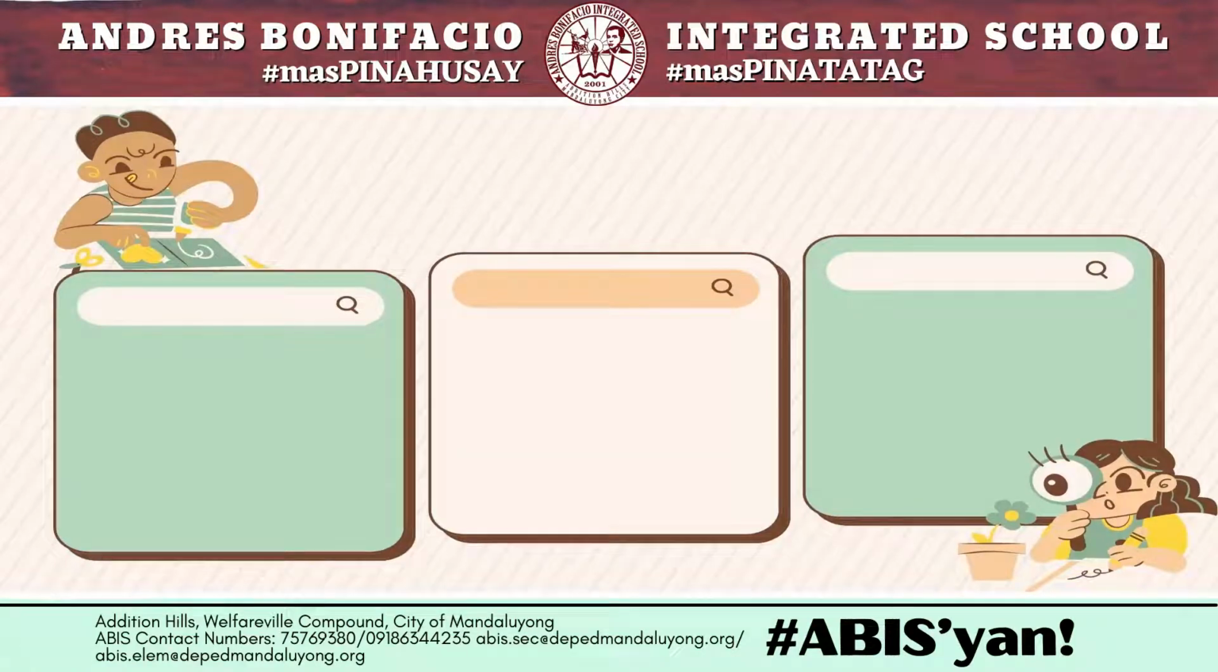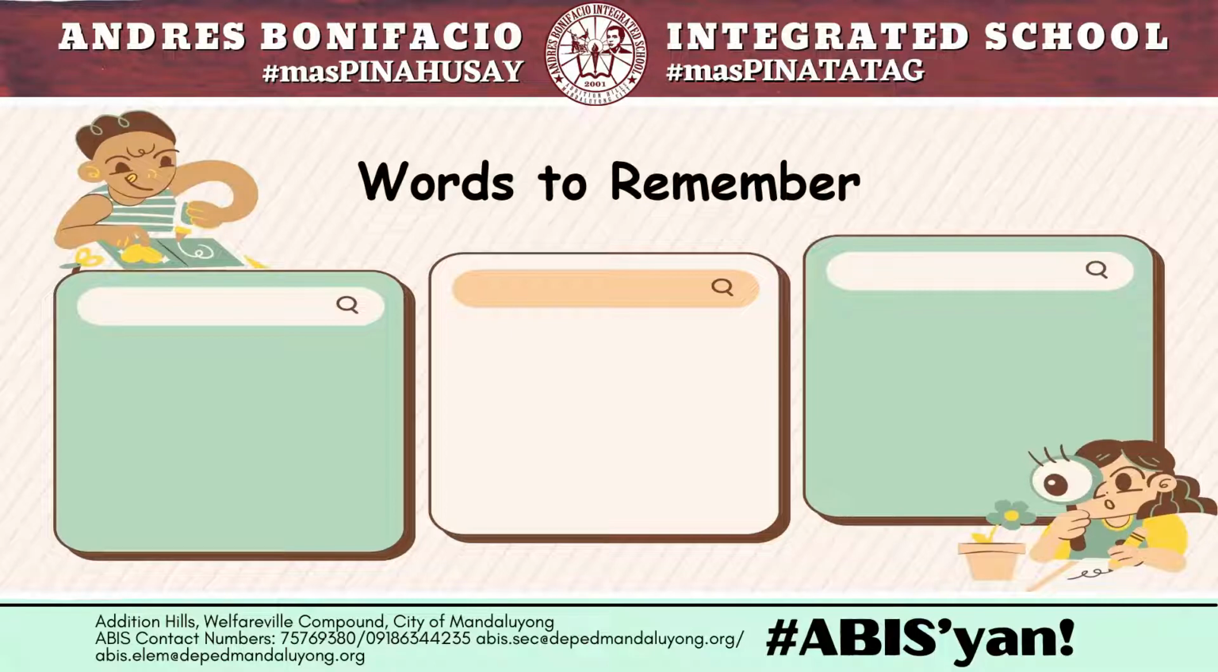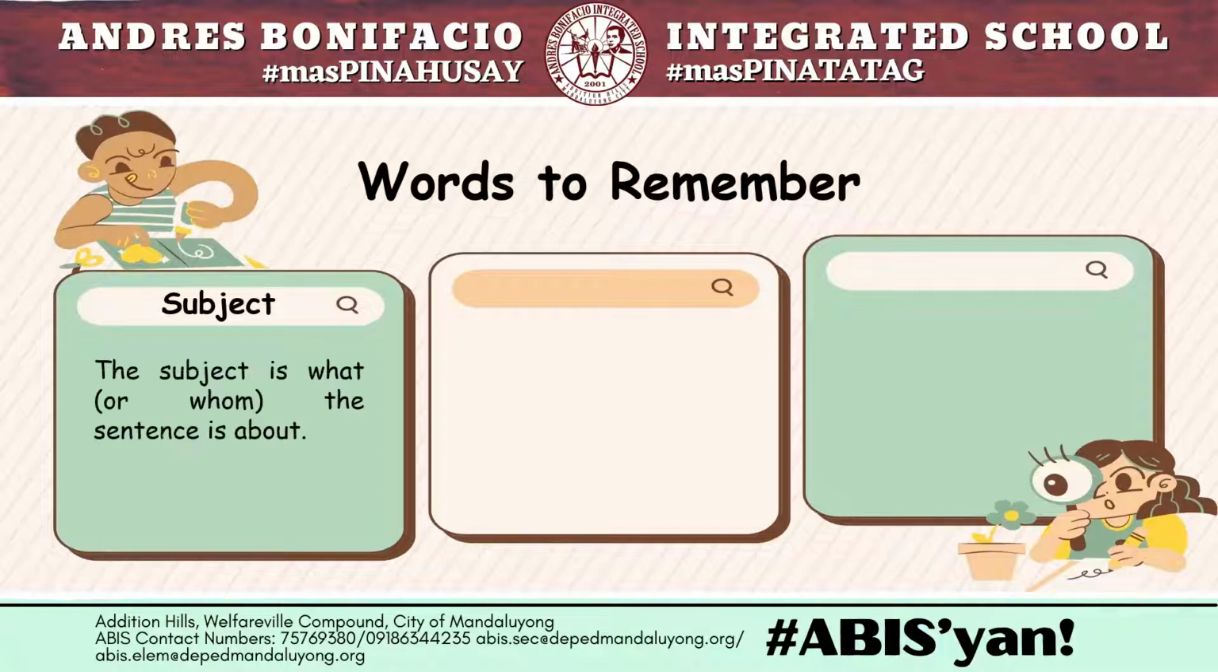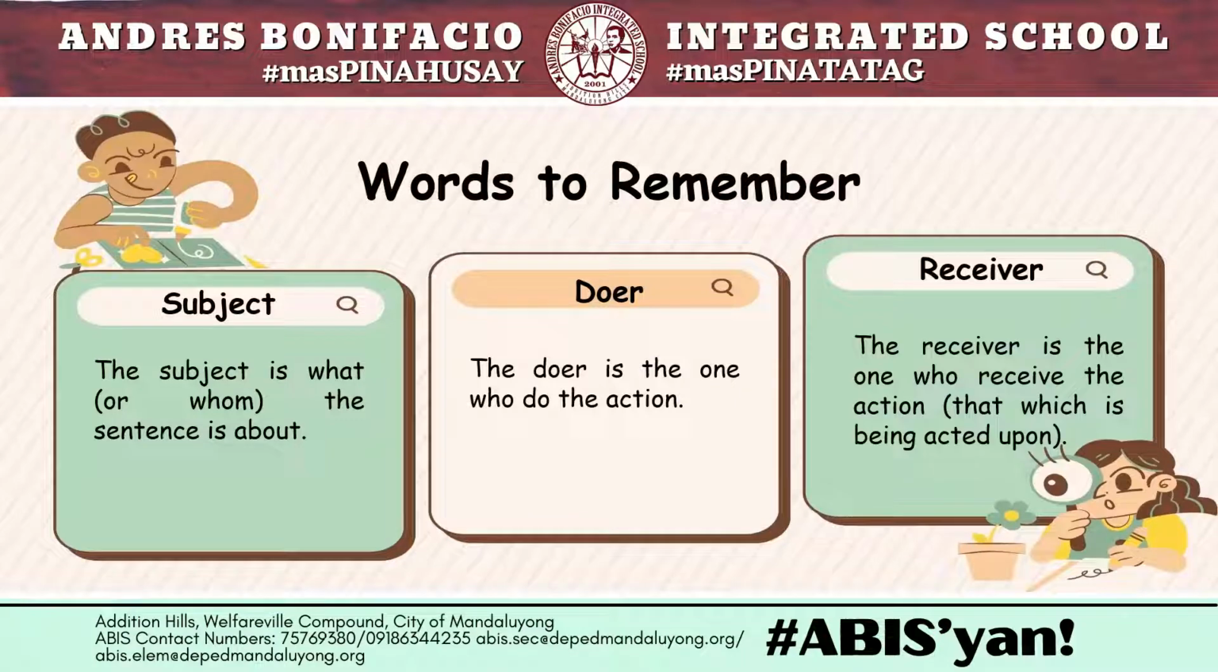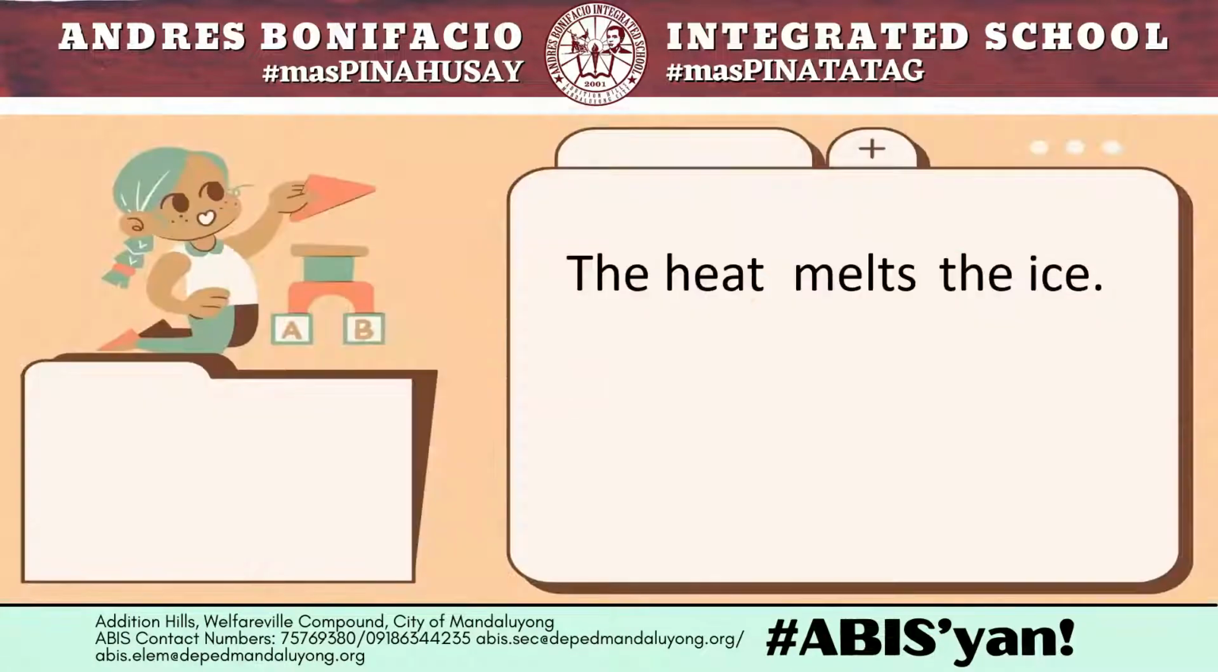Before we proceed, let us discuss first the words that you should remember. First, subject. The subject is what or whom the sentence is about. Second is the doer. The doer is the one who does the action. And last, the receiver. The receiver is the one who receives the action, that is, which is being acted upon.